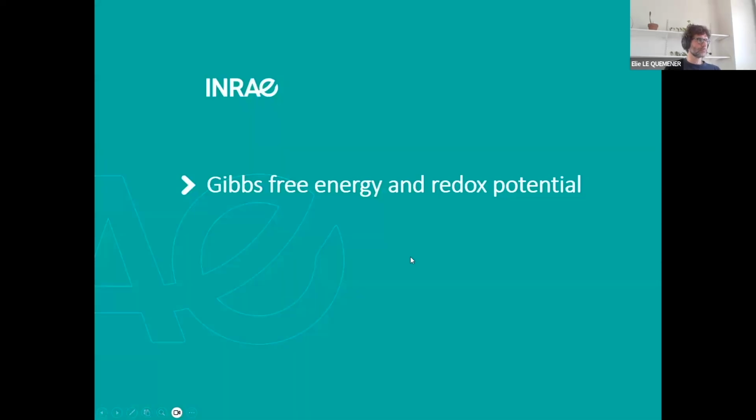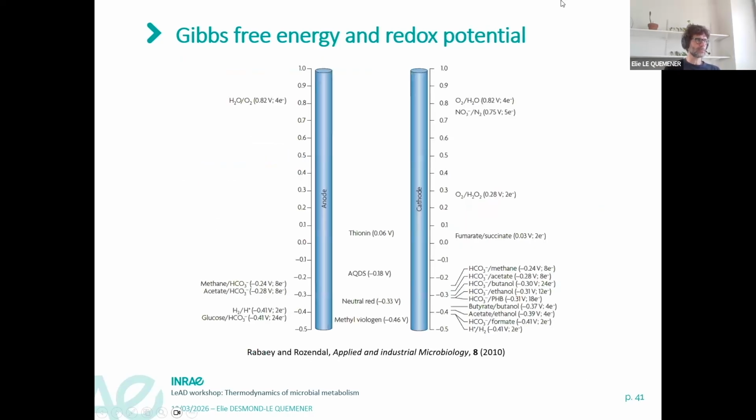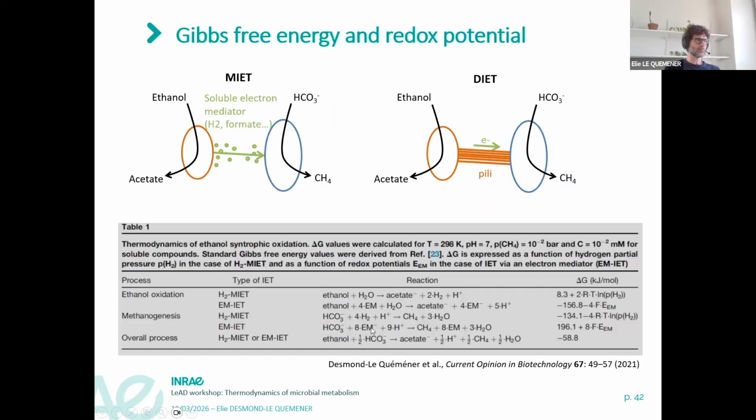Okay. And I will probably skip this. It's just an explanation of how we relate the Gibbs free energy to redox potential. I will maybe just mention that in electrochemistry, the electric potential is directly linked to the Gibbs free energy. In fact, there is an equivalence between potential and Gibbs free energy. It's linked with the Faraday constant, F, and the number of electrons exchanged in the chemical reaction. So then you can relate potential to energy.